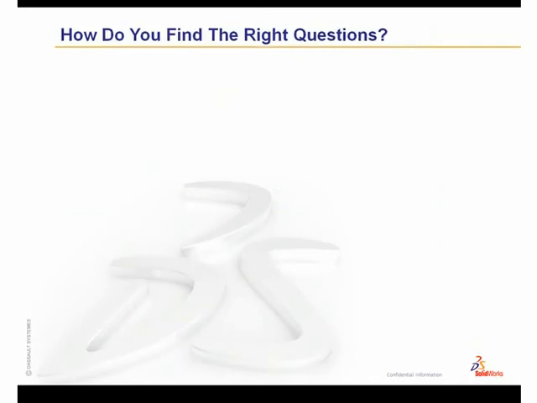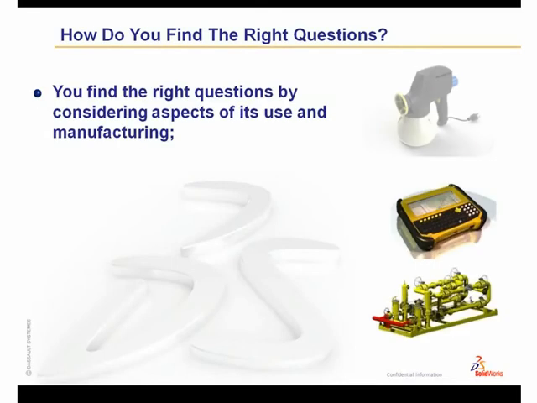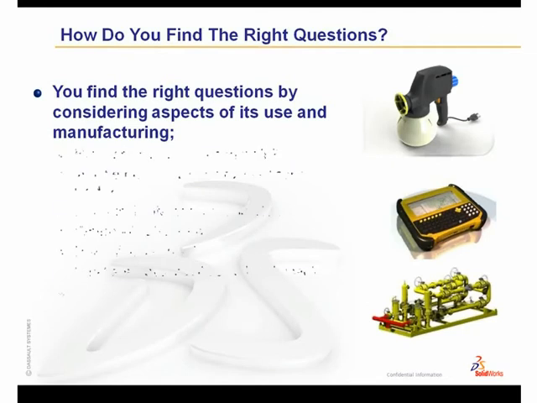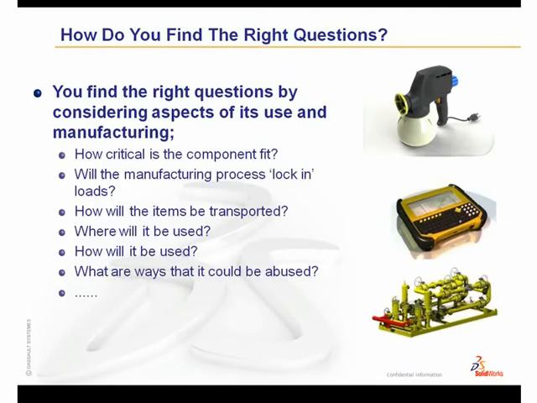So, how do we go about finding the right questions? You find the questions by considering various aspects of its use and manufacturing. And it can depend not only upon how it's going to be used, but also how it will look. So things might be, how critical is the component fit? For a mobile phone, this might be very critical, but for some industrial frameworking, it might not be so critical.